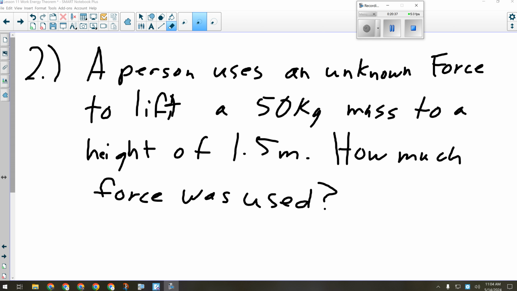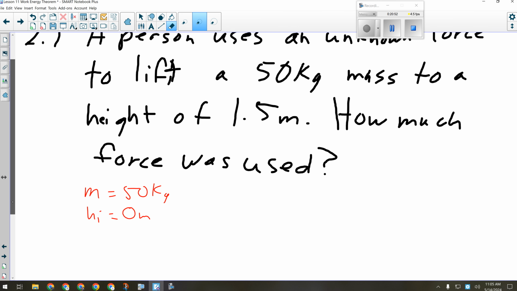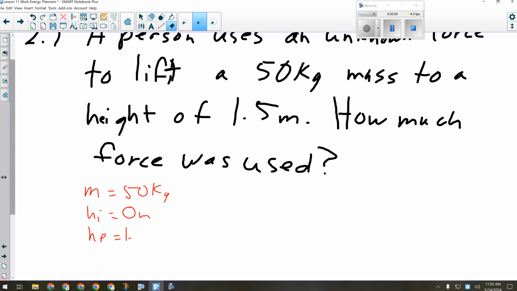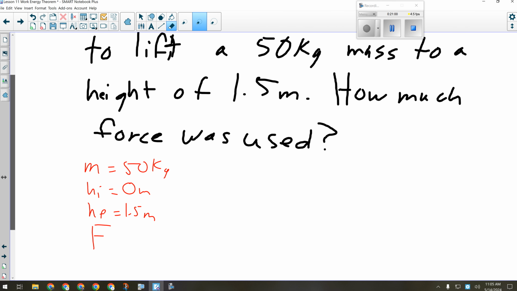That's lowering. Agreed? Okay. So I'm going to say then that the mass is one of my givens, 50 kilograms. I'm going to say that my initial height is what? 0. That makes my final height 1.5 meters. Now, this question wants to know how much force was used. If I want to get force, I need one more thing, don't I? What else do I need?